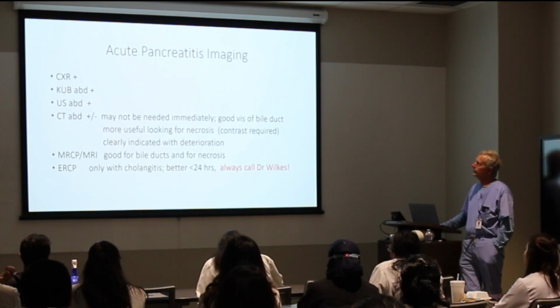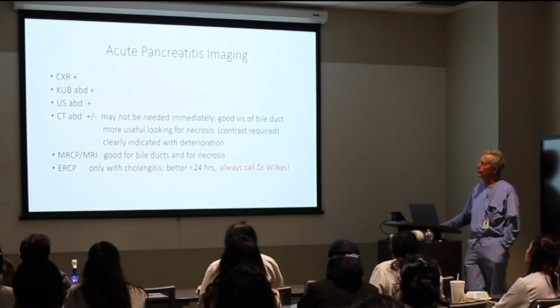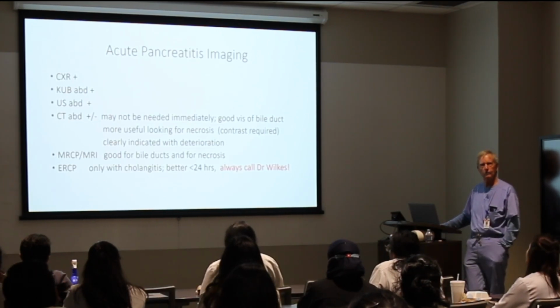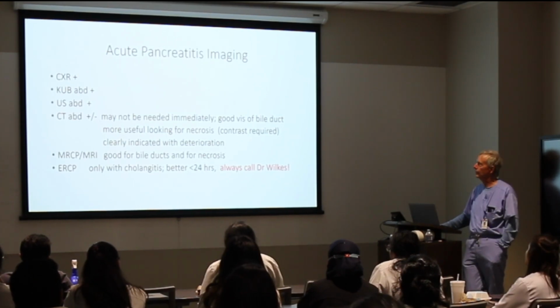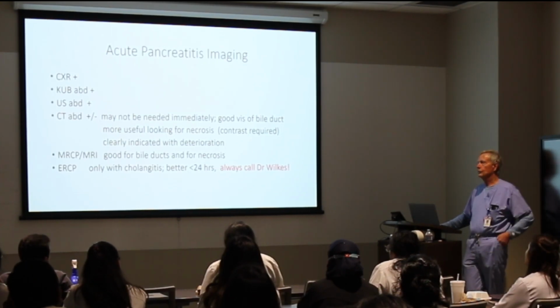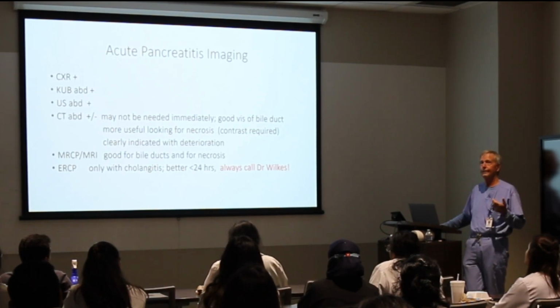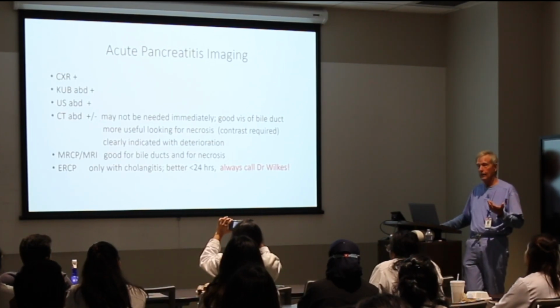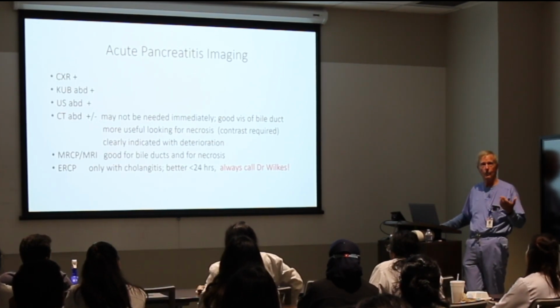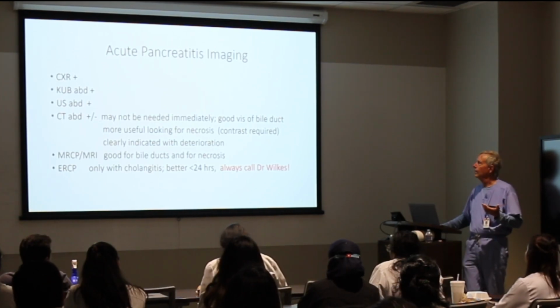So imaging tests. X-rays, chest X-rays and abdomen, are kind of overlooked. They should be part of that evaluation. The ultrasound is going to help you about whether the gallbladder has stones in it. It's not going to see the pancreas very well, especially if they have an ileus. It's not going to see the bile duct very well, almost never does.